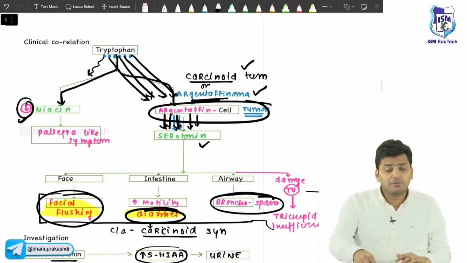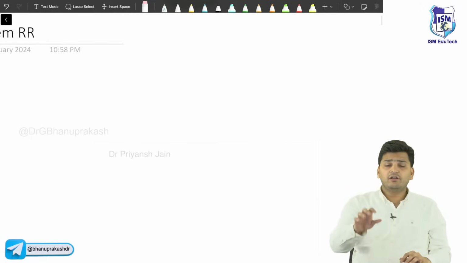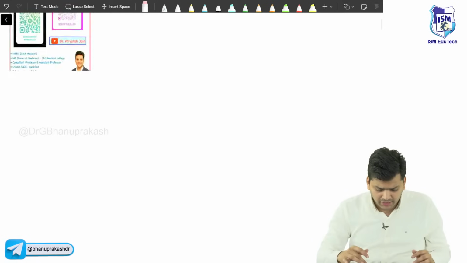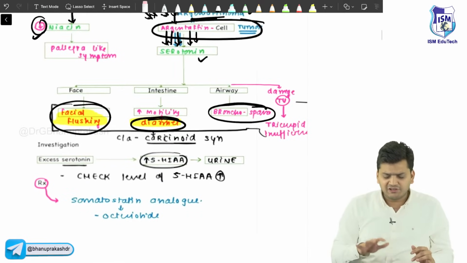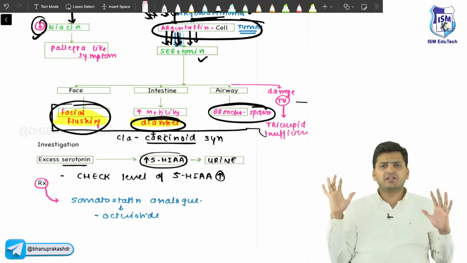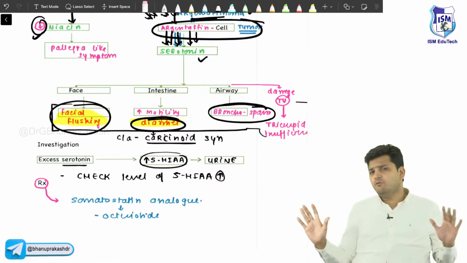So what are the points to be remembered? In carcinoid, what are the symptoms? How are we going to remember carcinoid? There is going to be facial flushing with diarrhea. You just remember like this: flushing, diarrhea. Facial flushing, diarrhea, carcinoid. And how do we confirm that?